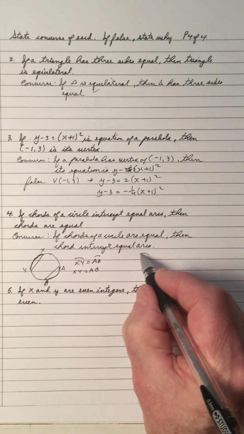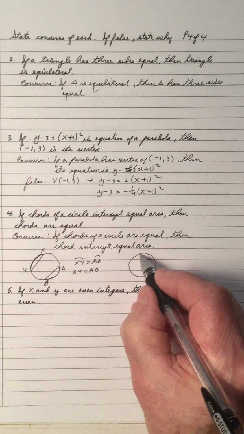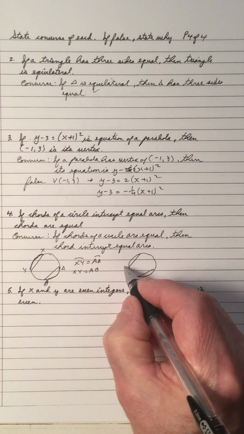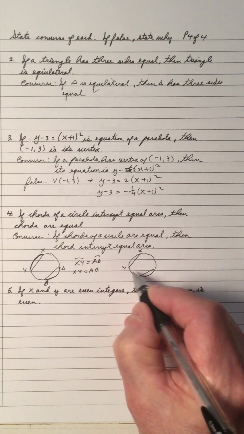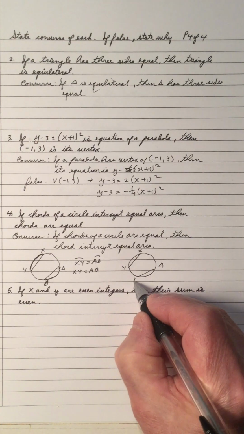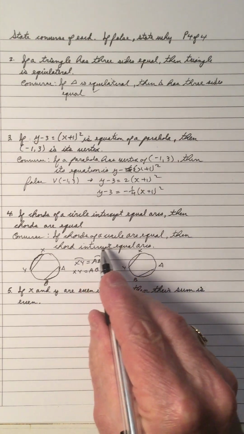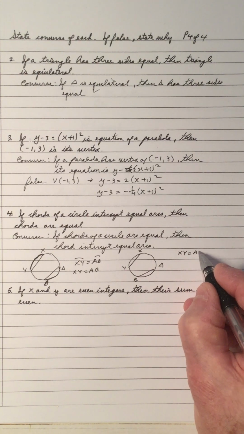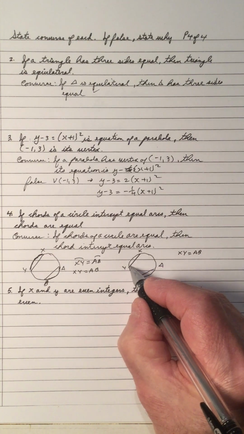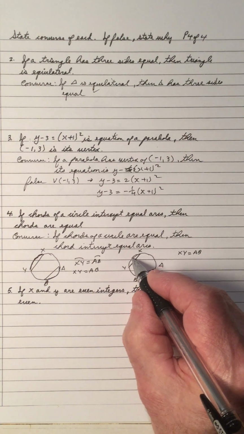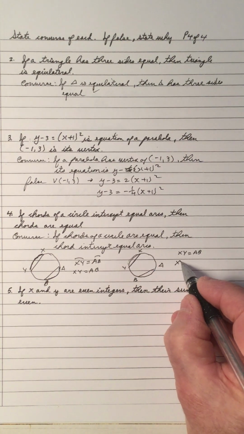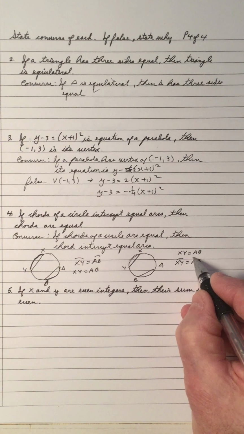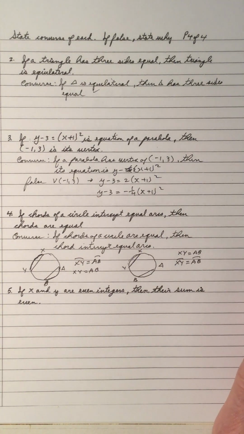The converse is if the chords are equal, and let's name it the same way. So if the chords are equal, so if x, y equals AB, then the arcs are equal. So the arcs are equal. That's the converse, and the converse is true.